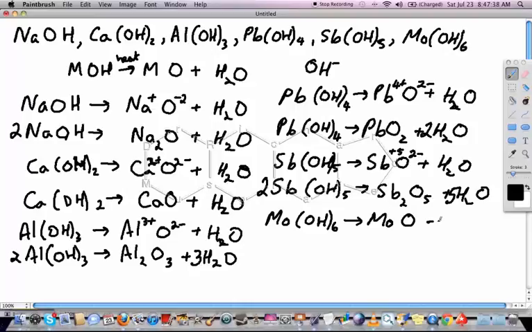Okay, the next one. Mo is +6, O is -2, and the formula would be MoO3. That's -2 times 3 is -6, and +6, so we need 3 oxygens to balance out the Mo.